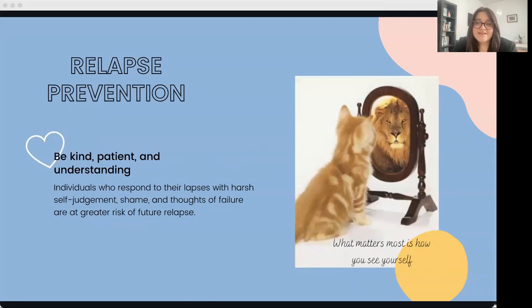Most importantly, however, is how one speaks to themselves in their minds following a lapse. It's extremely important to be kind to yourself and to refrain from harsh self-judgment, from shame, and from thoughts of failure. In fact, how one responds to their lapses can actually influence the risk of future relapse. So studies actually suggest that individuals who respond harshly to these normal lapses throughout treatment are at greater risk to have their lapse transform into a relapse. So be patient, be understanding, and be compassionate with yourselves. And remember to speak to yourselves with kindness and with respect.